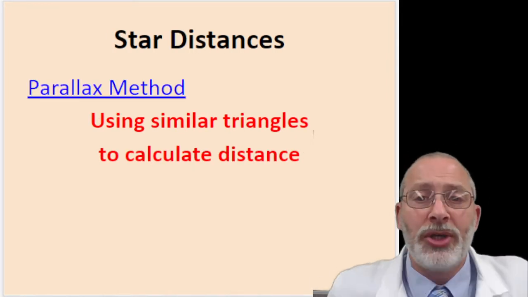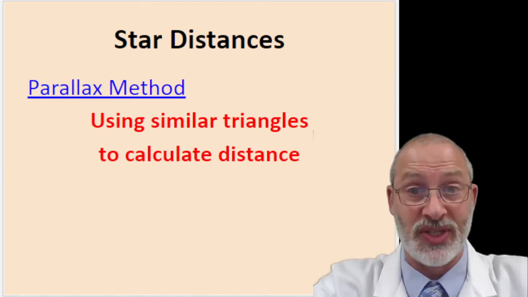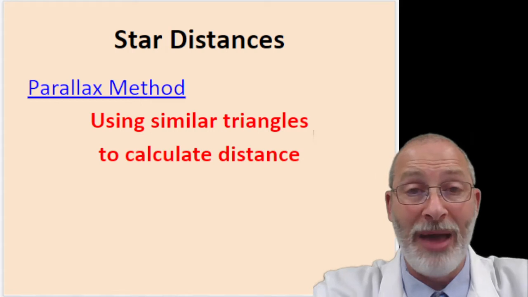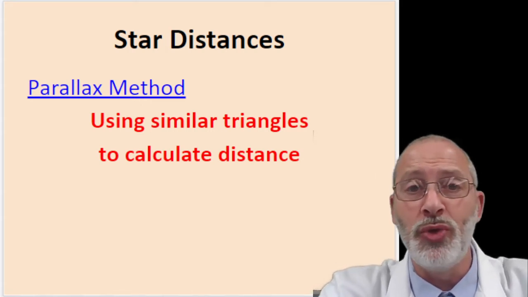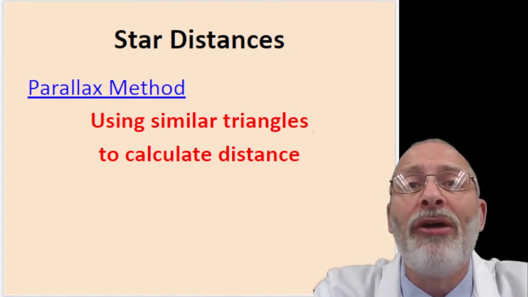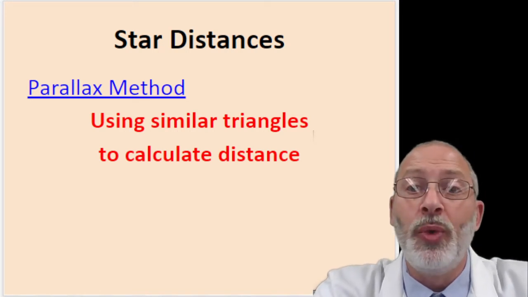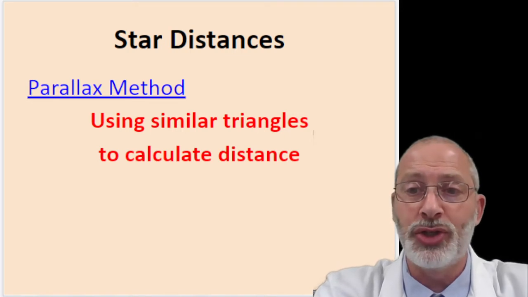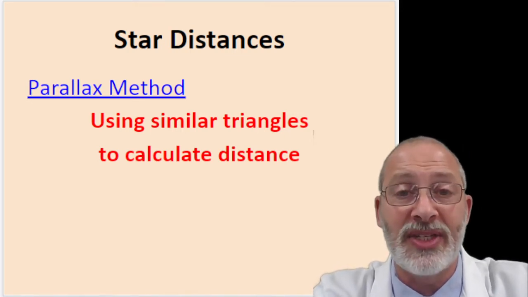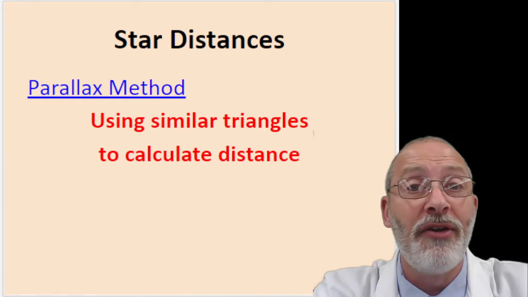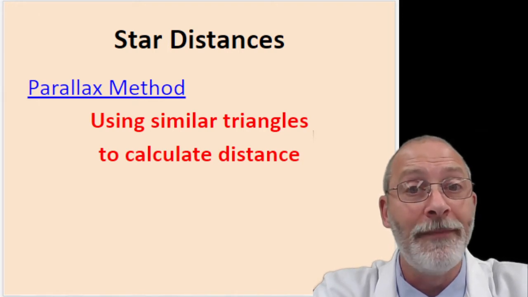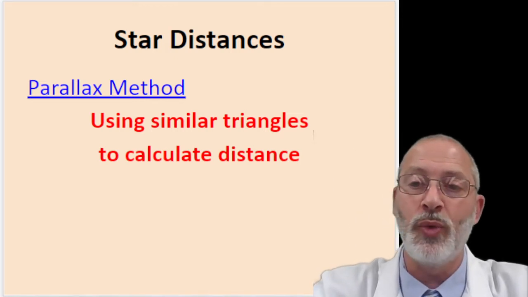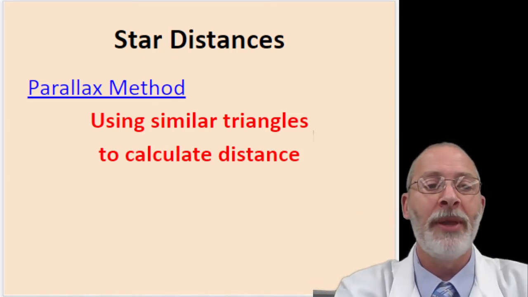But I want to also talk about star distances, how far away a star is. This actually will tie into our lab activity today because we're going to be using something called the parallax method, which is a technique that uses similar triangles to calculate the distance to objects far, far away. So if we can't actually use a tape measure to measure the distance, we can use the parallax method.